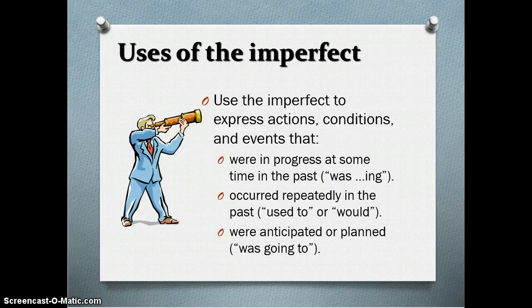So the uses of it include expressing actions, conditions, and events that were in progress at some time in the past. So something was happening, something that occurred repeatedly or habitually, so anything that you used to do or you would do in your past, and anything that was anticipated or planned but maybe didn't come to fruition. All of those are imperfect.